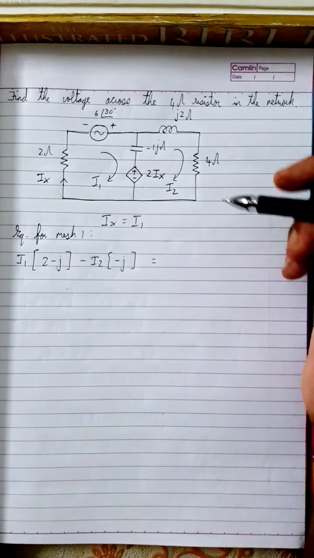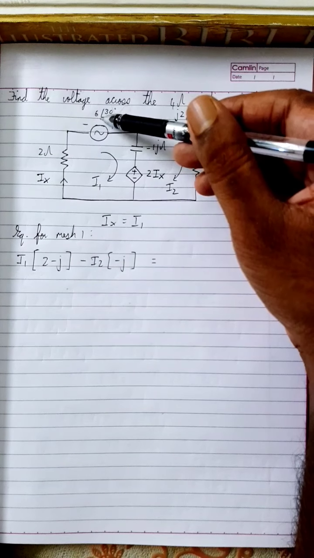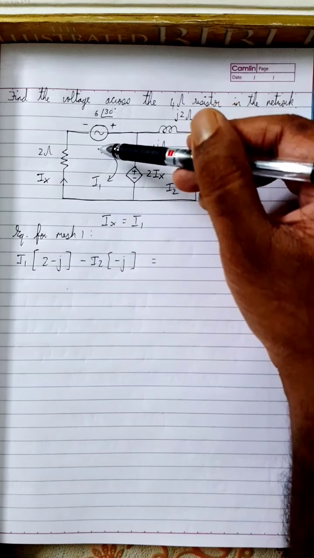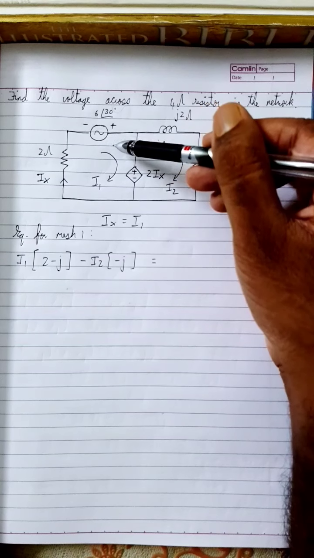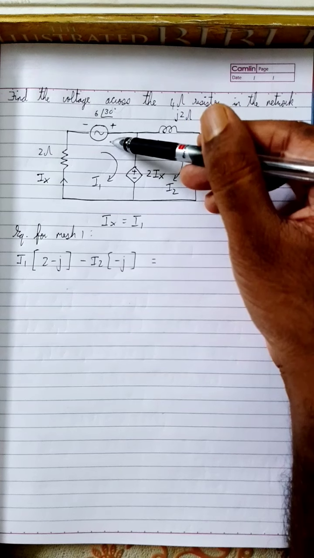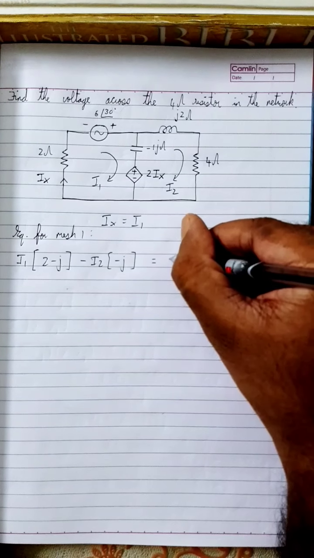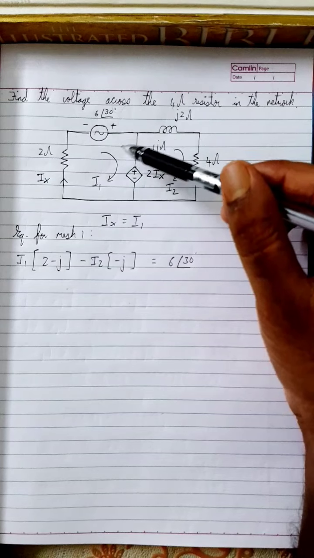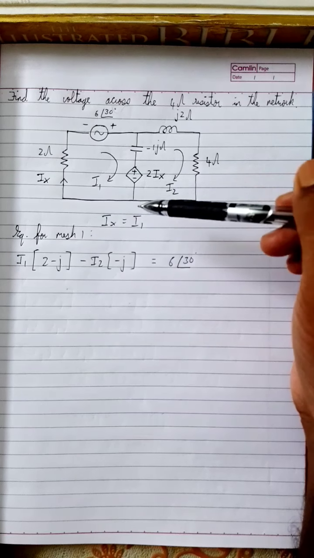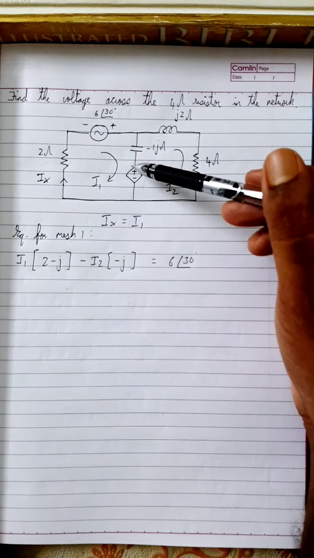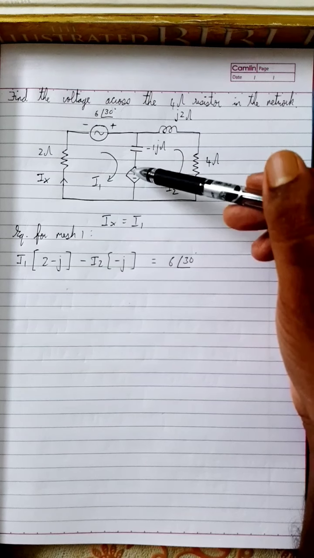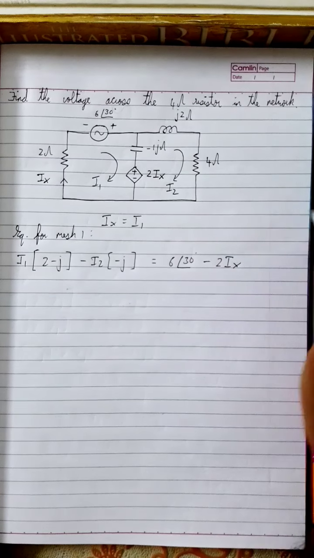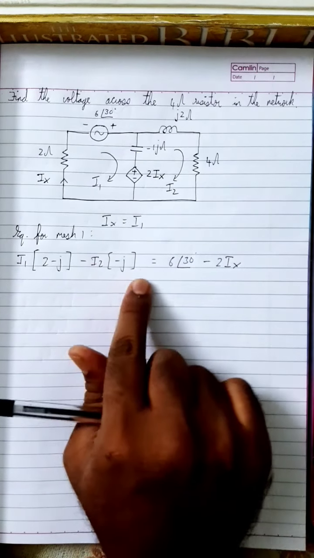And this is equal to, and there are two voltages, so that is this 6 angle 30 and this 2ix, right? If you look over here, this I1 is coming out of the positive terminal, which means this positive terminal is generating I1. So this is plus 6 angle 30. And what about this voltage source? This I1 is flowing into the positive terminal of 2ix, which means this positive terminal is not generating I1, it is opposing I1. Therefore, it is minus 2ix. This is the equation of mesh 1.